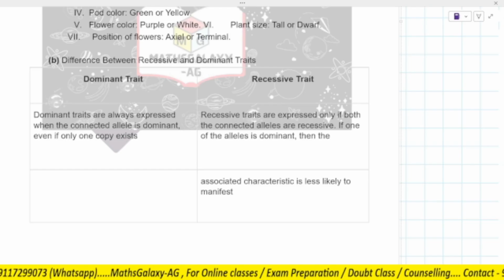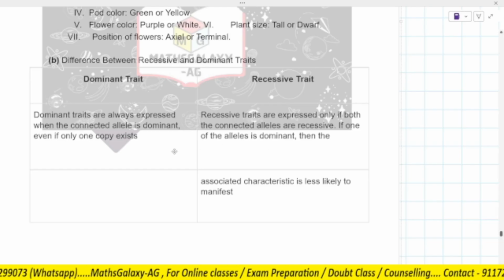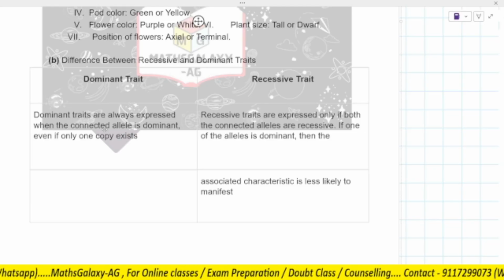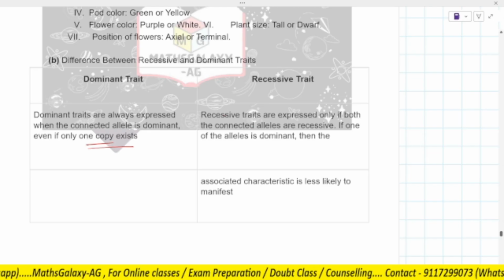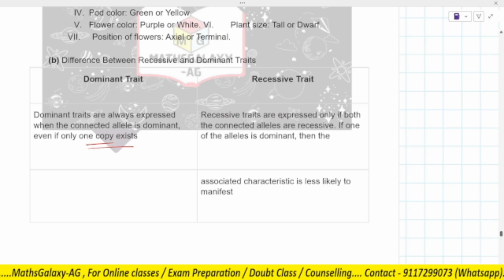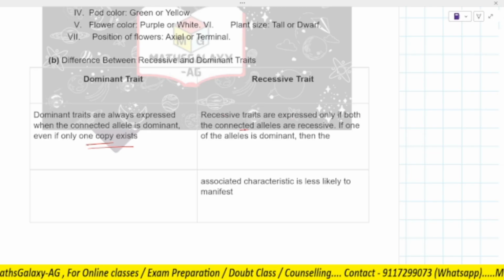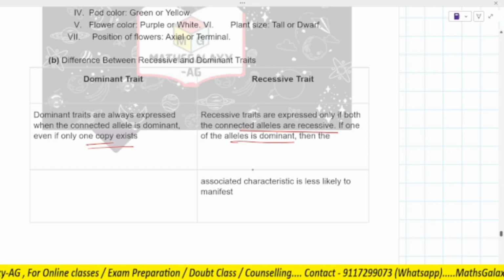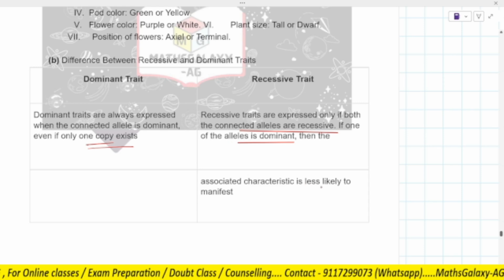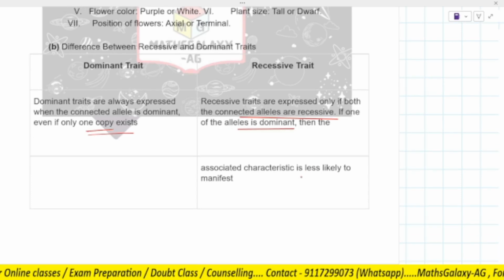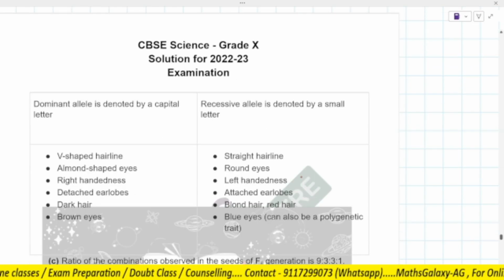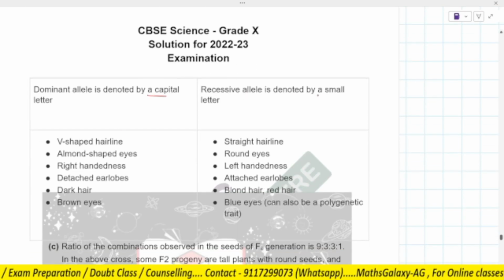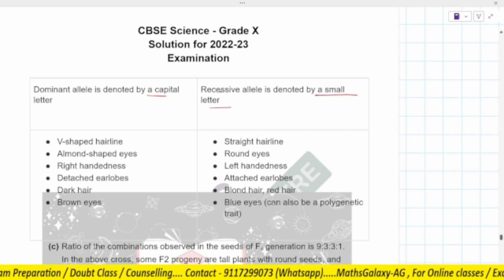It said that dominant traits are always expressed when the connected allele is dominant, even if only one copy exists. On the other hand, recessive traits are expressed only if both the recessive alleles are received. If one of the alleles is dominant, then the associated characteristic is less likely to manifest. A dominant allele is denoted by a capital letter, whereas a recessive allele is denoted by a small letter.